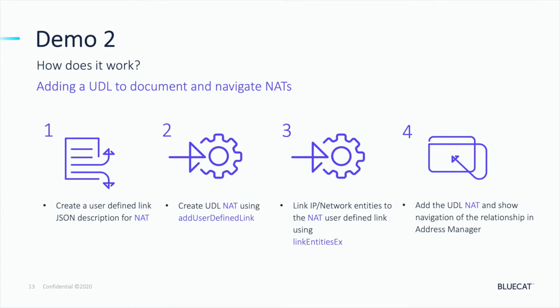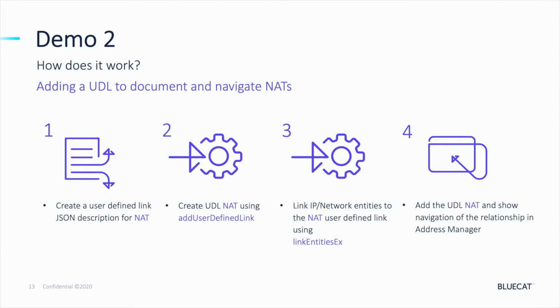In Demo 2, we're going to be creating a UDL to document and navigate network address translation in the address manager. We'll be creating a new JSON link definition which maps between IPv4 networks and addresses to other IPv4 networks and addresses. But this time we're going to be using configurations too, as we'll have overlapping address space. We shall start by creating a simple static NAT between two individual IP addresses. Then we'll follow up with another example using many addresses, in this case RFC1918 network in a separate address manager configuration, mapping back to a single public IP address in our default configuration.